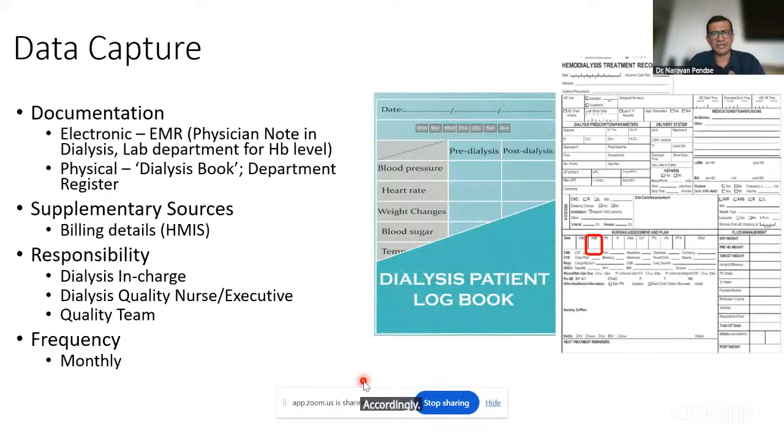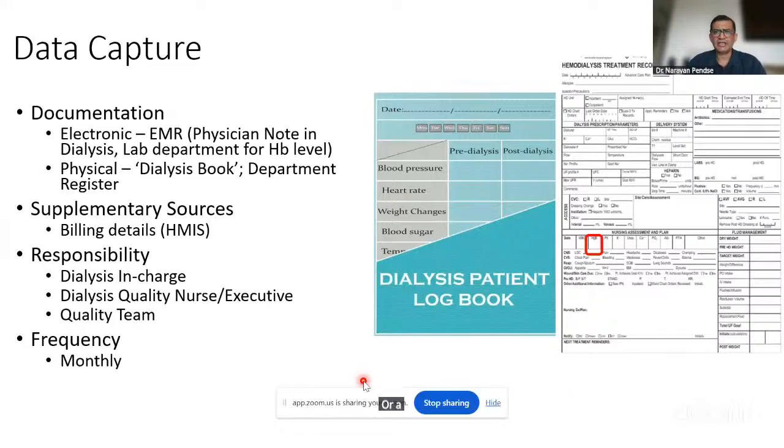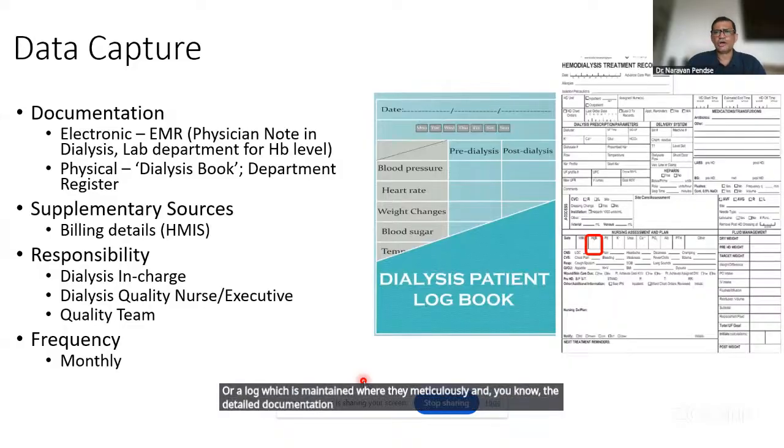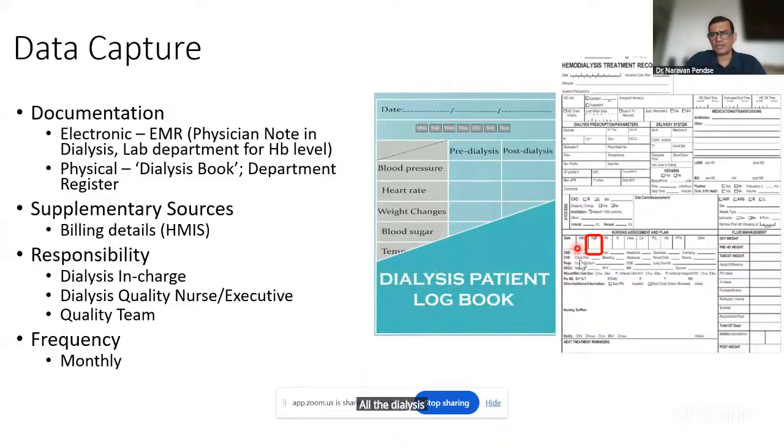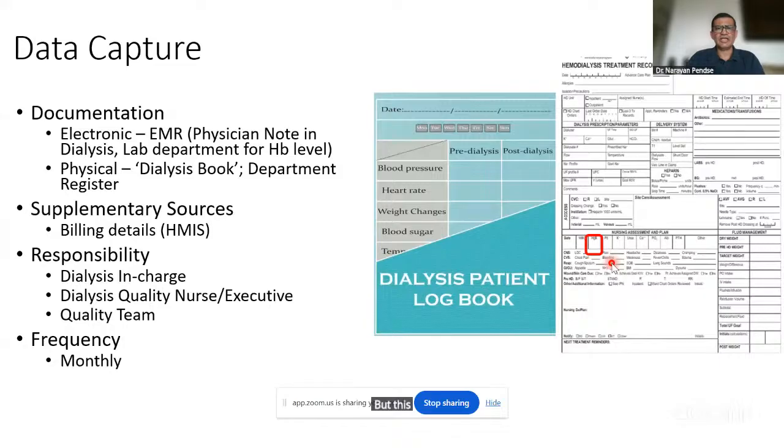The data capture: thankfully, most of the hospitals or dialysis centers have a logbook or a patient record in the form of a diary or a log which is maintained, where detailed documentation is done meticulously. All the dialysis treatment records would have a hemoglobin capture section for each dialysis session, if the hemoglobin has of course been done in the pre-dialysis session. But this record would be invaluable for getting this data for this particular indicator.